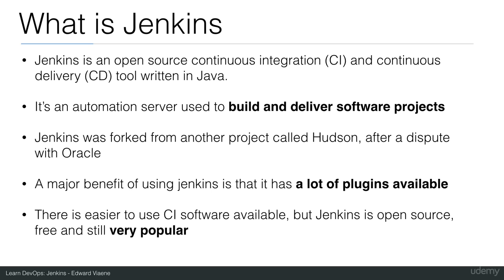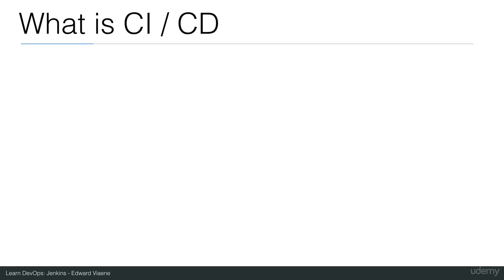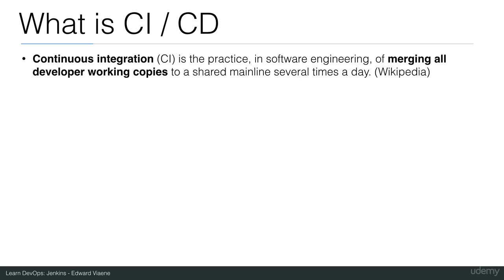There is easier to use CI software available, but Jenkins is open source, free, and it is still very popular. At the end of this lecture, I will show you some alternatives, but Jenkins is a really good program to get started with. I told you that Jenkins is a tool that can help you with continuous integration and continuous delivery. But what do those terms mean?